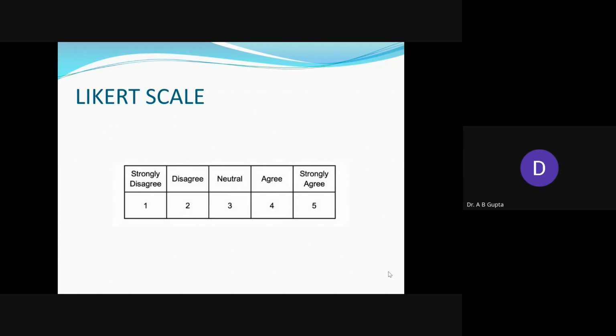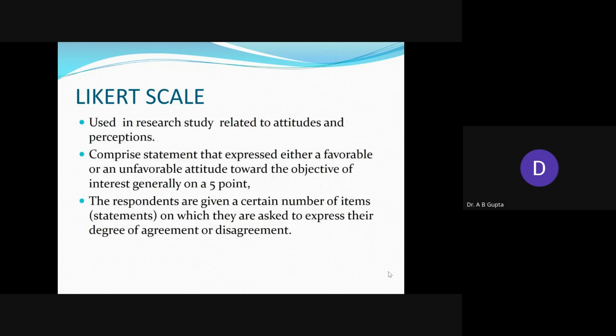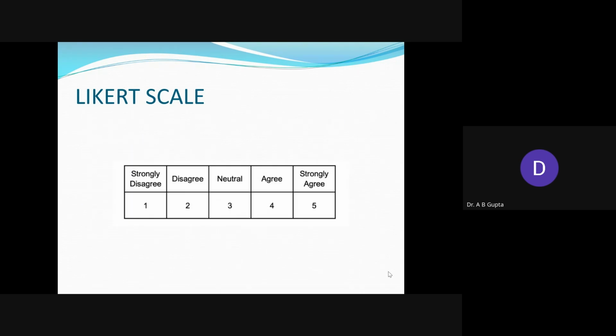So these things are generally fixed, mainly on a 5-point scale. I told you, 5-point scale. You can also have a 7-point scale, but most of the time we are using a 5-point scale. Either you agree with a statement, or you strongly agree with a statement, or you disagree with a statement, you strongly disagree, or you are neutral. You neither agree nor disagree. So these are the points on the scale: strongly disagree, disagree, neutral, agree, and strongly agree.